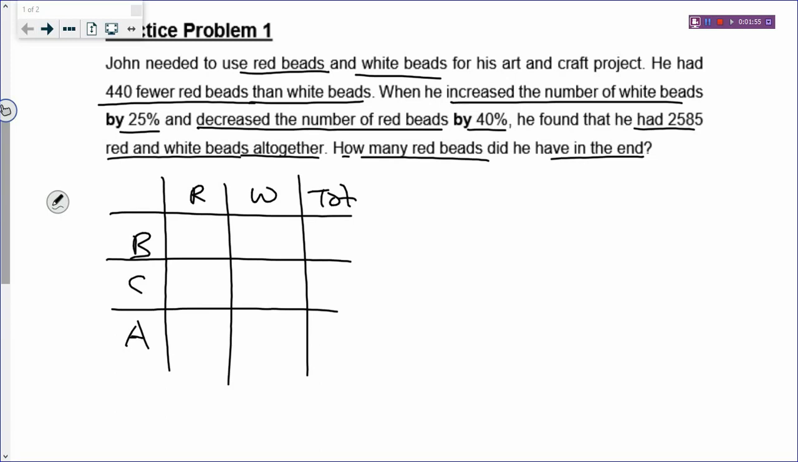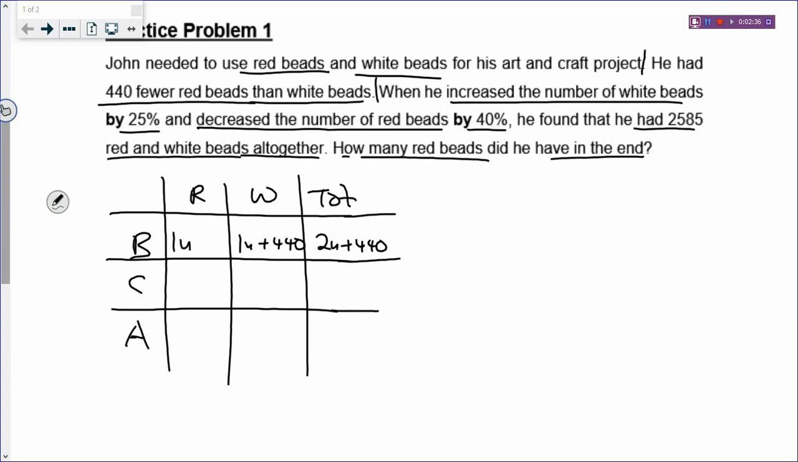You look at the first sentence and there's nothing you can put inside, so we jump to the next sentence. He had 440 fewer red than white. The color or group that is the smaller group, you call 1 unit. The red is the smaller group, so you call it 1 unit, and the white will be 1 unit and 440. That's how you fill in the boxes if you see fewer than, more than, or so on. Then you can find the total, which is 2 units and 440. That's how you fill in the second sentence.